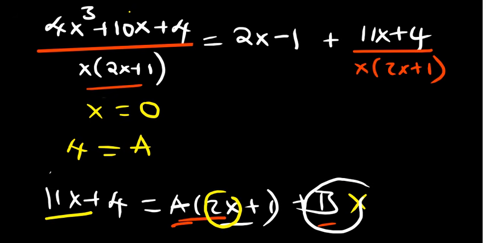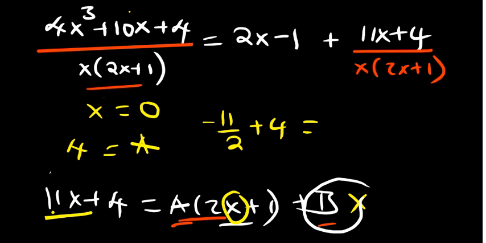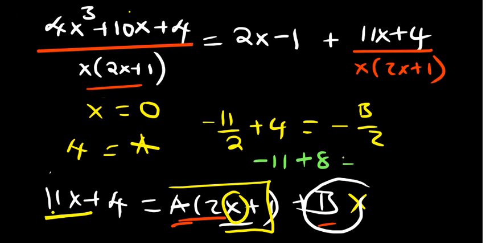So now what value can you put where there is x on a there to make it a 0? So it's negative 1 over 2. So on the left hand side you have negative 11 over 2 plus a 4 is equal to, this part will become a 0, then that part is going to be negative b over 2. So you can multiply by 2 throughout. What you're going to have is negative 11 plus 8 is equal to minus b. So negative 11 plus 8 is basically negative 3, which is equal to negative b. So our b is equal to 3.